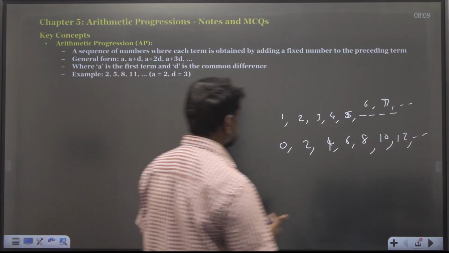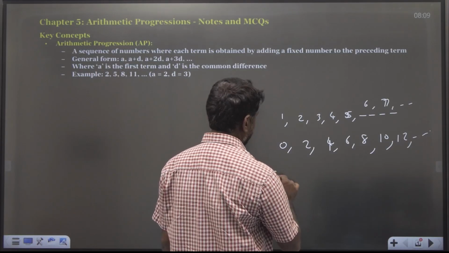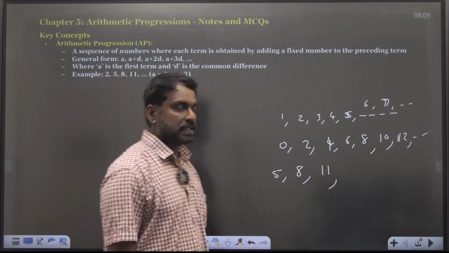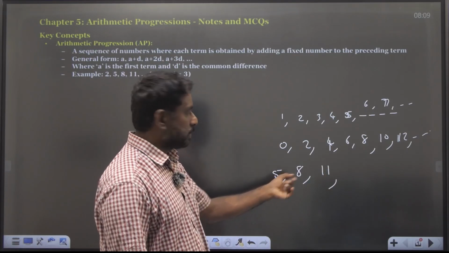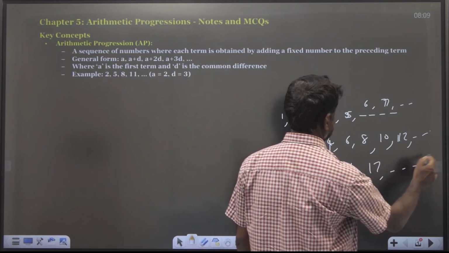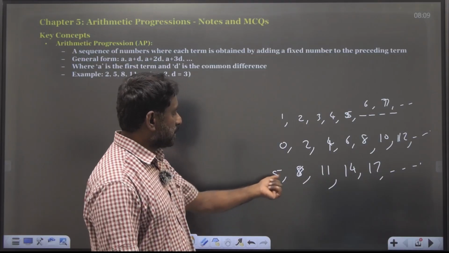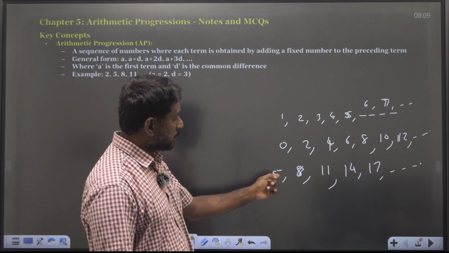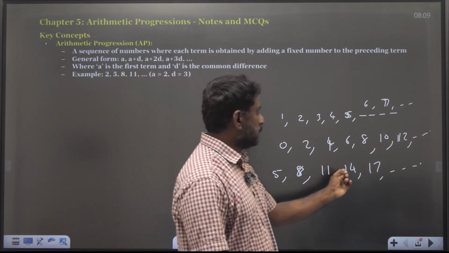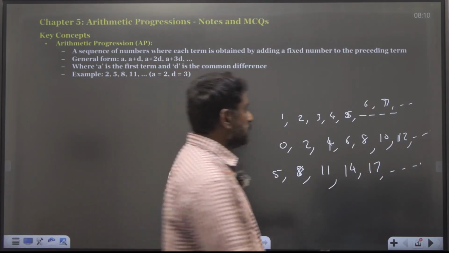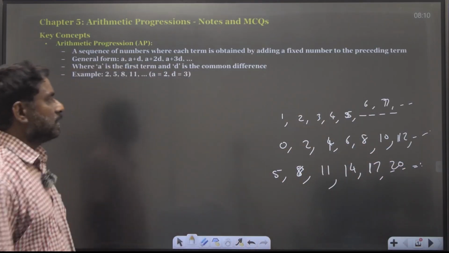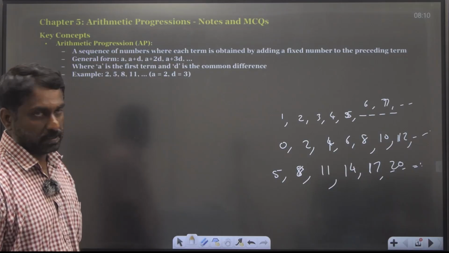Another example: 5, 8, 11. What will be the next term? Add 3 again: 14, then 17, etc. Here the fixed number, the number added to each term, is 3. 5 plus 3 is 8, 8 plus 3 is 11, 11 plus 3 is 14, 14 plus 3 is 17. What will be the next term? 20, etc. These types of sequences are called arithmetic sequences.